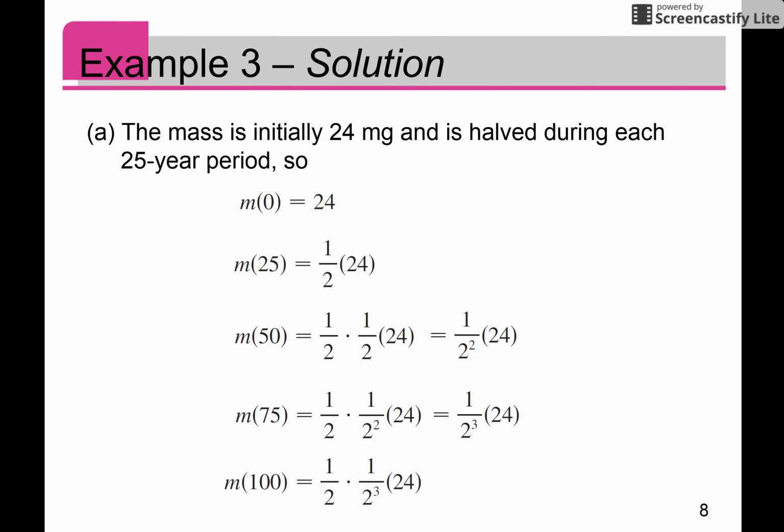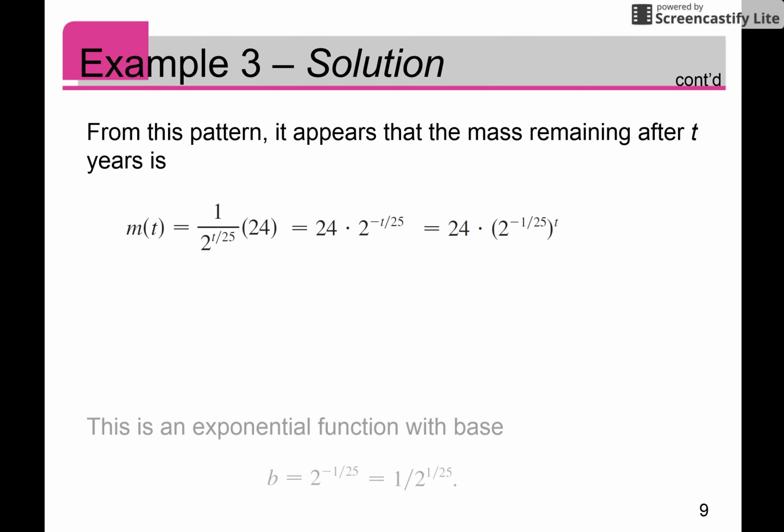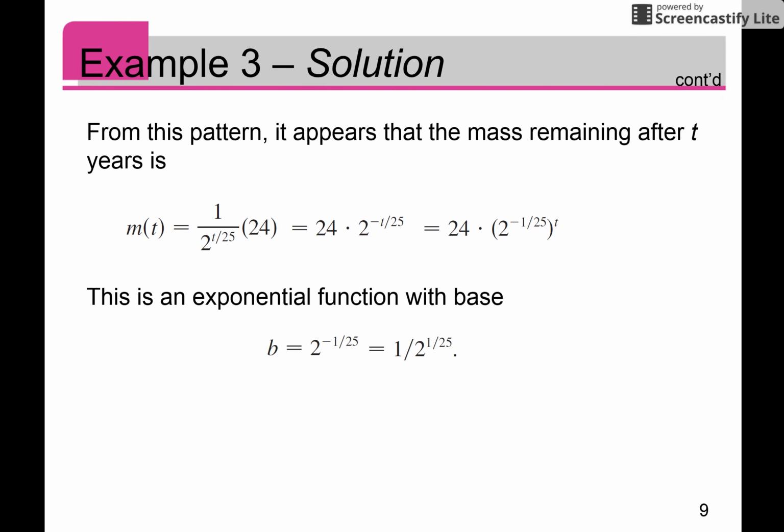So the way that we can summarize that is by saying, if we look at how many groups of 25 we have, that would be t over 25. That's how many times we're cutting the 24 in half. So our function would look like 1 over 2 to the power t divided by 25 times the initial 24 that we started with. Another way to write that, like so. All right, so this is our exponential function. The base is the 1 over 2 to the 1 over 25.